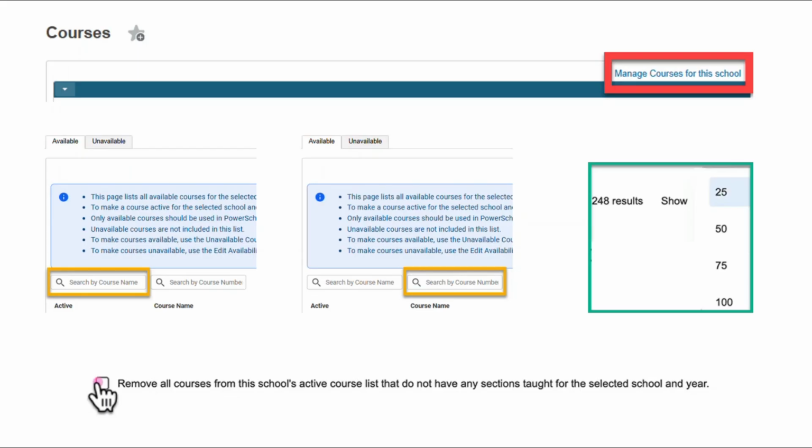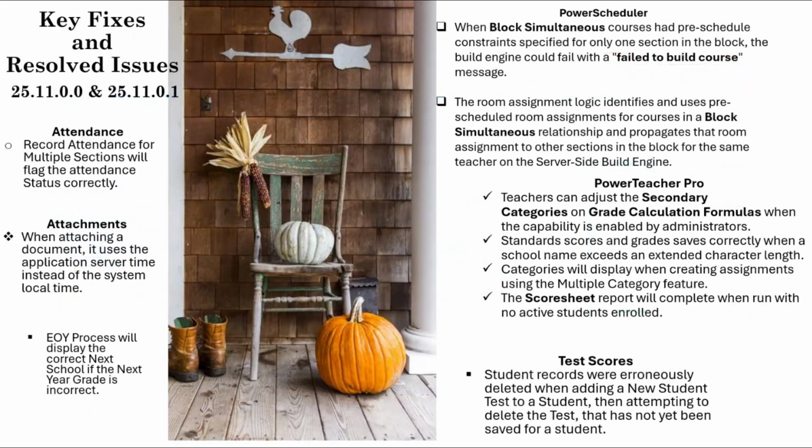And my last part of the key fixes and resolved issues are the 25.11.0.0 and the 25.11.0.1. As you can see, there is one for attendance and one for attachments. The end of year will display correct next school if the next year grade is incorrect. Again, we've got some PowerScheduler fixes that are nice for going into the PowerScheduler season. I really like those. There are some new PowerTeacher Pro settings, like your teacher can adjust the secondary categories.